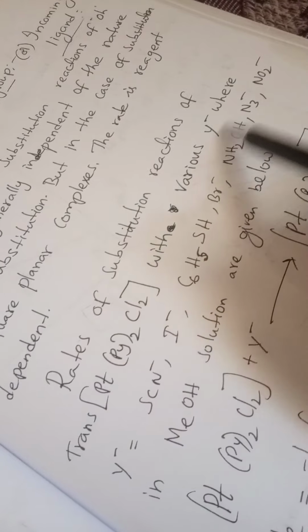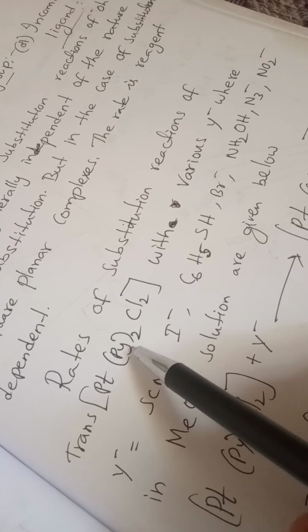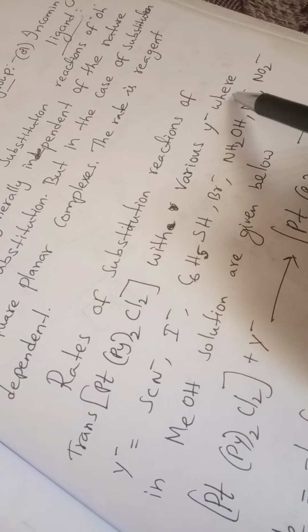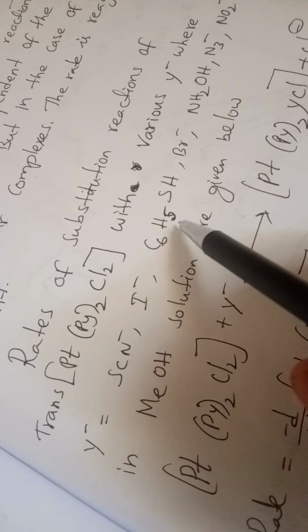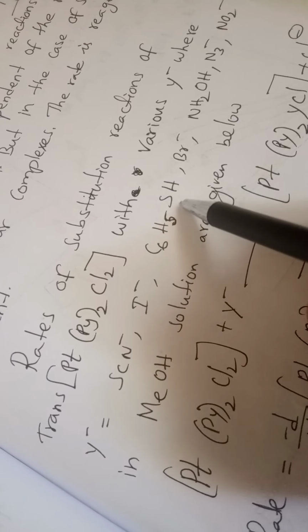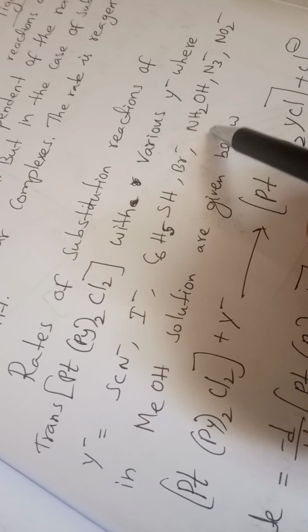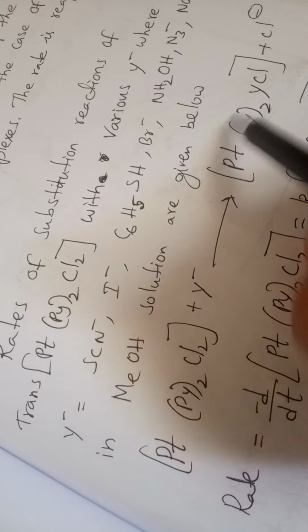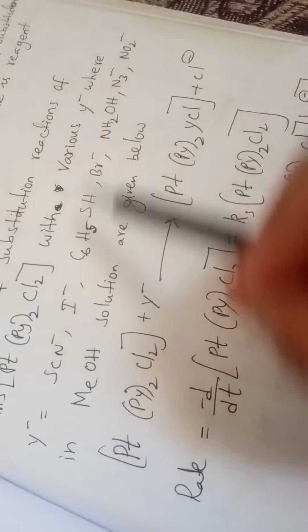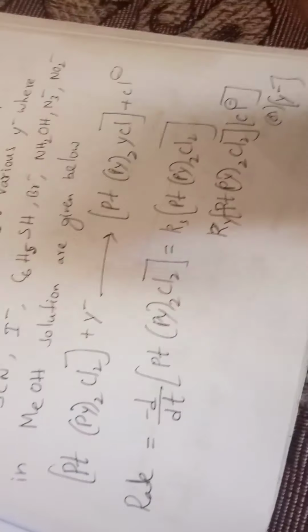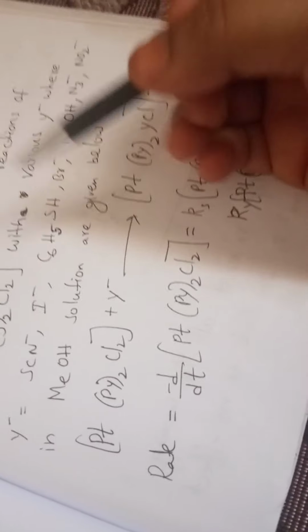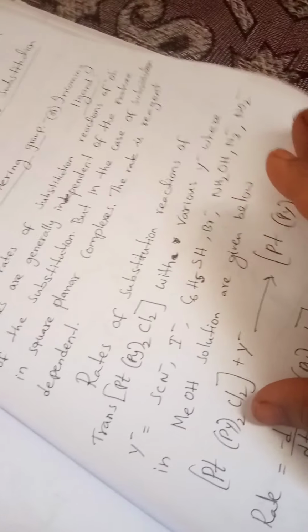For example, the rate of the substitution reactions of trans Pt(py)2Cl2, where Y minus is cyanide, iodide, phenyl or thiophenyl, bromide, NH2OH, azide and so on, in methyl alcohol solution is compared. In place of Y, we can take all these types of ligands. We observe a number of studies. What is the solvent path? What is the reagent path? Then we observe that if the ligand substitution reaction takes place in these particular complexes, the incoming ligand effect is more compared with the outgoing one.